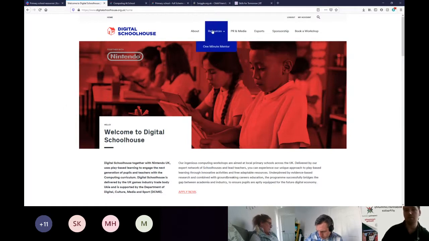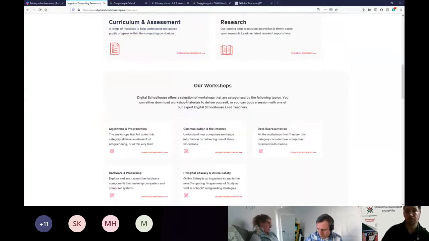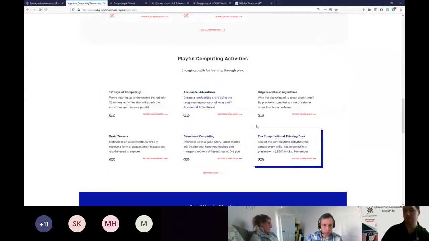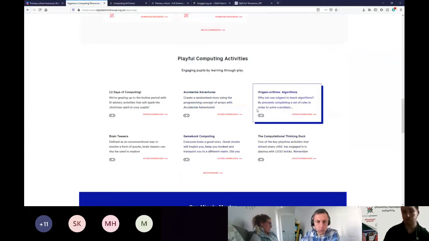There are also resources on here that you can download as quick activities. So if you're looking for something to give your students in their time off as a quick activity, there are some that you can download and access and just give them a quick task based around computational thinking and that sort of thing.